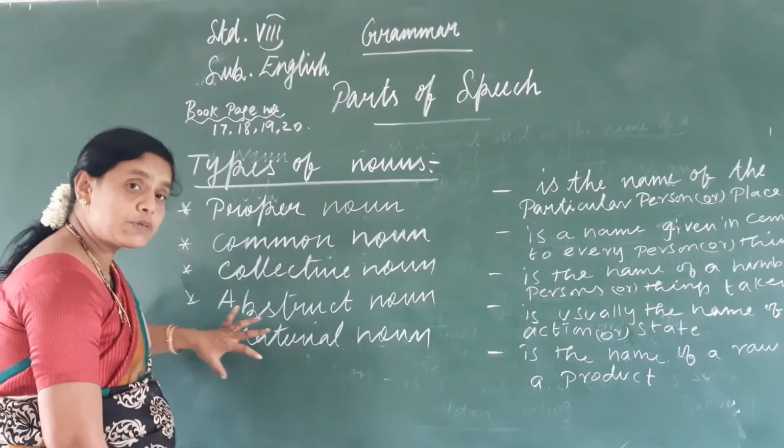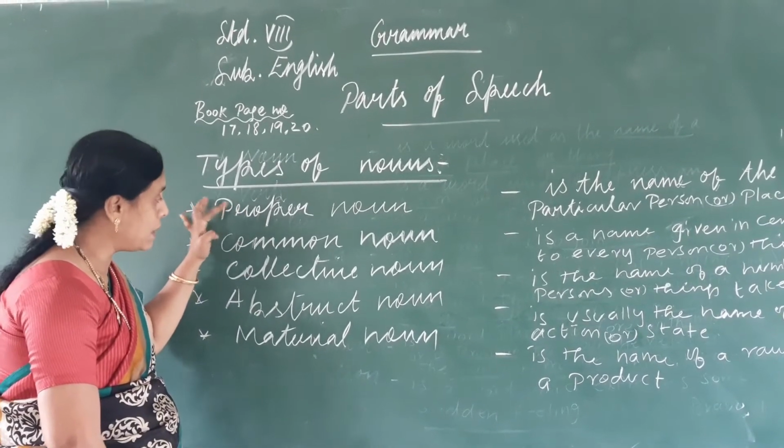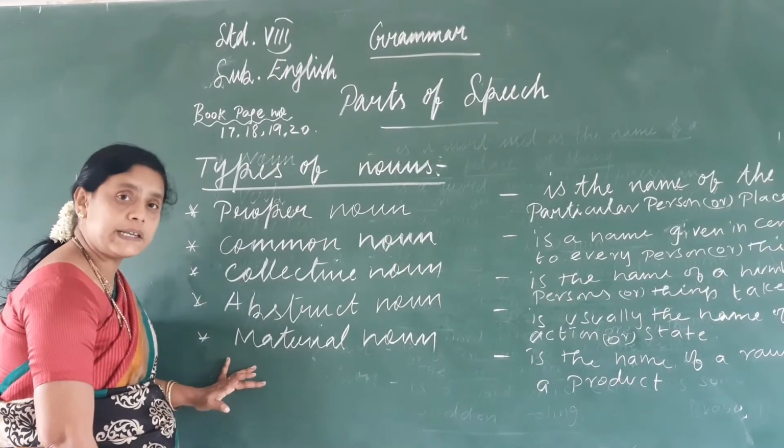Now, the first part of speech is noun. How many types are there in that? 5 types. What are they? Proper noun, common noun, collective noun, abstract noun, material noun.